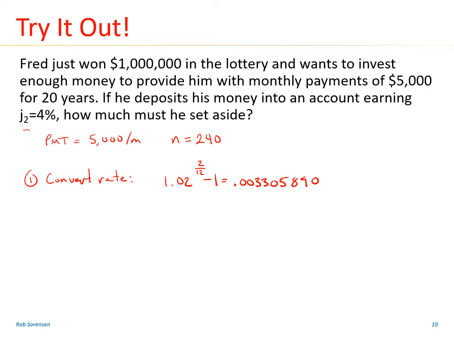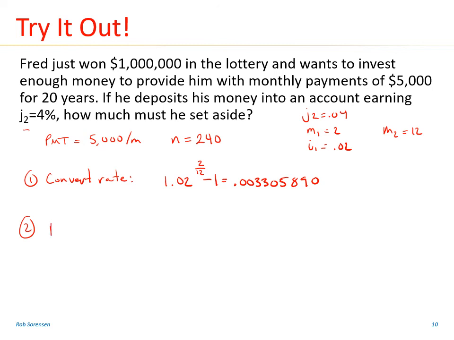Now, if that was too quick for you, let's think for a minute. We had J2 is equal to 0.04. So the M for that is 2, and the I for that is 0.02. So can you see where I got the 1.02 from? And I'm going from semi-annual to monthly, so 2 over 12. My M1 is 2. My M2 is 12, wasn't it? So that's where I got that rate from. Hopefully you can do them that quickly now as well. And you don't have to write down every little detail once you get good at them. You can just move on and get them done.